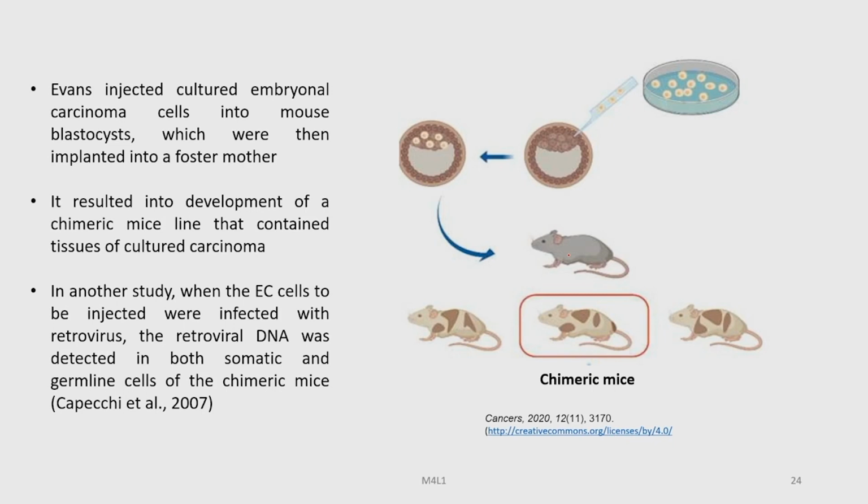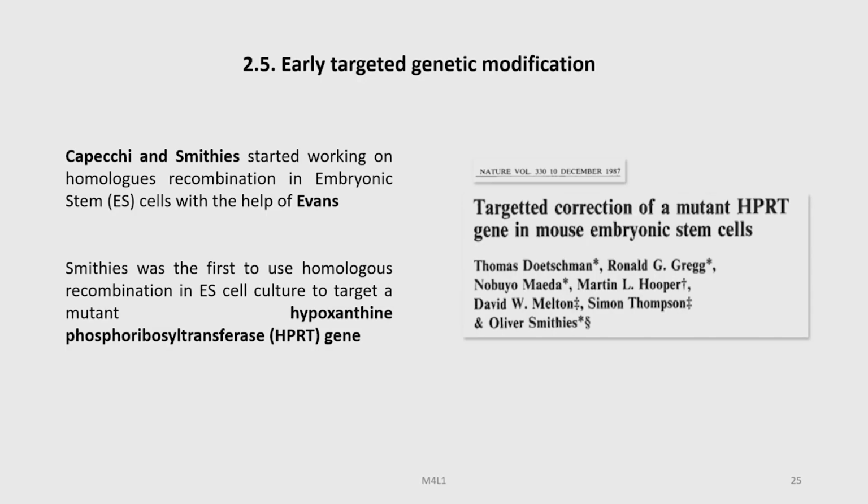In another study, when the EC cells to be injected were infected with retrovirus, the retroviral DNA was detected in both somatic and germline cells of the chimeric mice. Let us now discuss the early targeted genetic modification. Capecchi and Smithies started working on homologous recombination in embryonic stem cells with the help of Evans, and they published this work in Nature called Targeted Correction of a Mutant HPRT Gene in Mouse Embryonic Stem Cells.